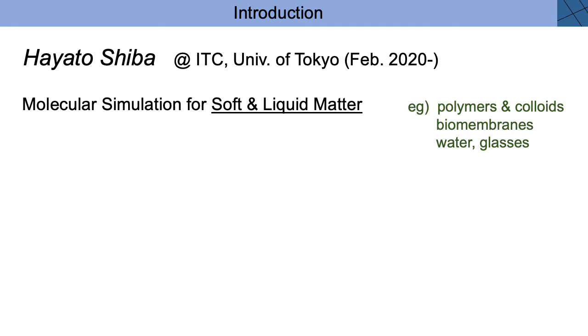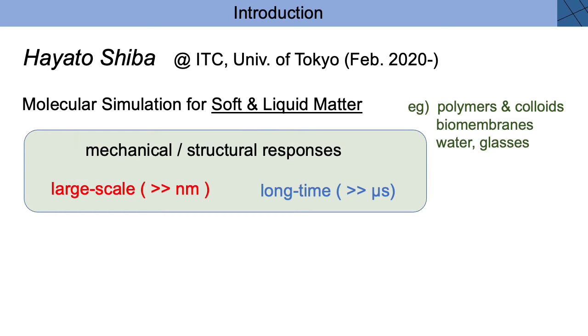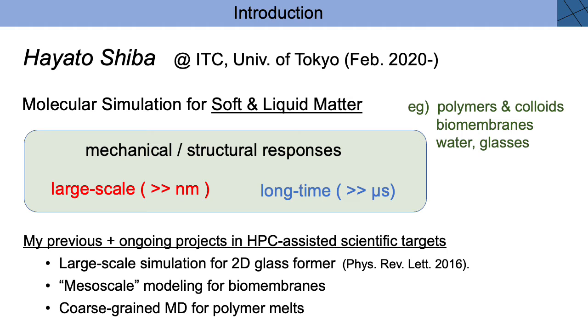Liquid and soft materials are largely deformed by mechanical stresses, or structurally altered by thermal fluctuations. Large-scale fluctuations and slow dynamics are often essential, so I have been making efforts to let my simulations cover a broad range of spatiotemporal scales. HPC is an essential tool for this purpose. Here are examples of my present and previous research targets.